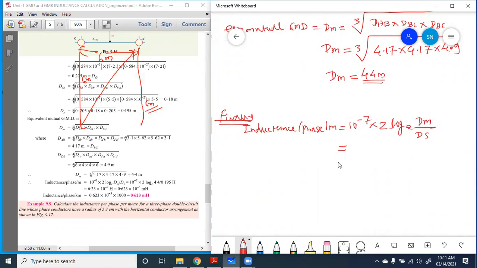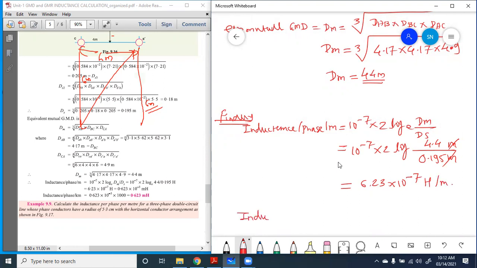Then the answer becomes, put the values, 10 raised to the power minus 7 into 2 log e. What is the value of Dm? Dm is equal to 4.4 meter. What is the Ds? Ds is 0.195 meter. Meter cancels. So the answer becomes 6.23 into 10 raised to the power minus 7 Henry per meter.